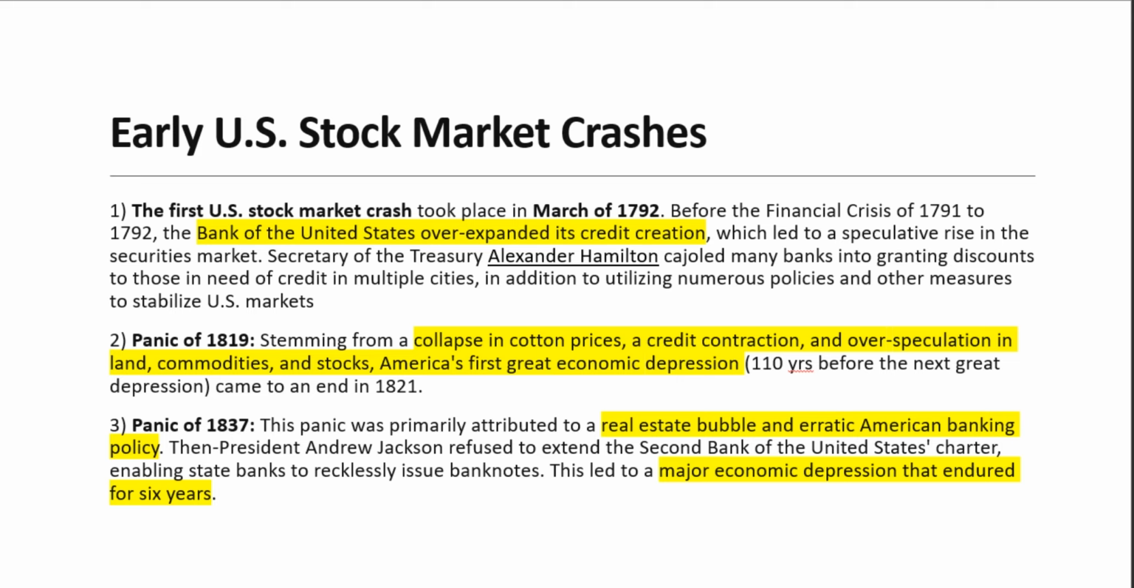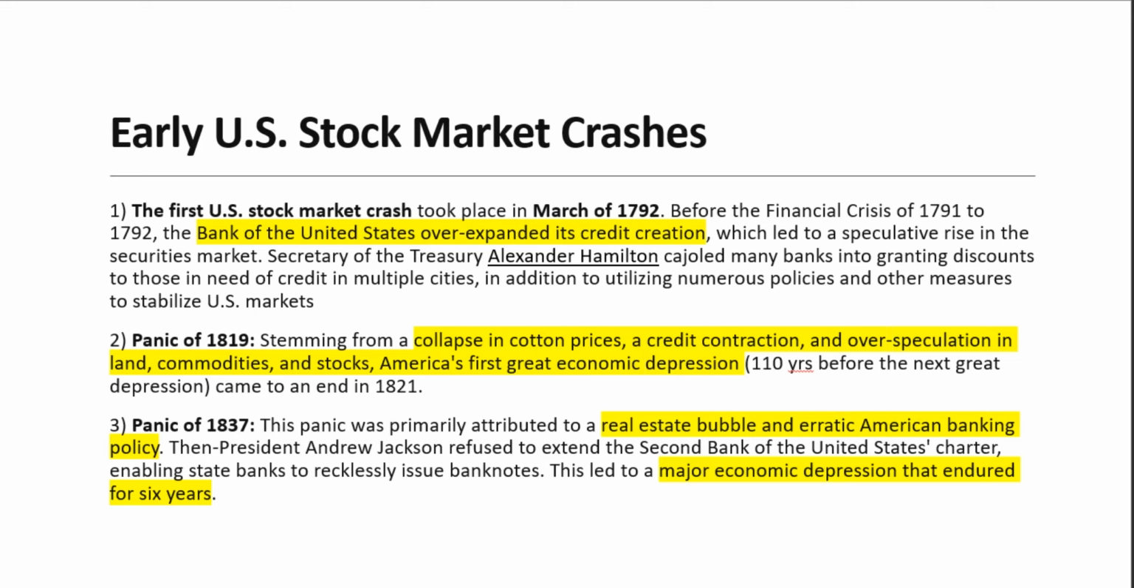And in addition, of course, they put numerous policies and other measures in place that helped stabilize those markets. Then in 1819, I keep wanting to say 19, but this is 1819, a collapse in cotton prices, credit contraction, and over speculation in land, commodities and stocks. Here we go again. We ended up with America's first Great Depression, 110 years before the next Great Depression. And this one that started in 1819 finally came to an end in 1821.